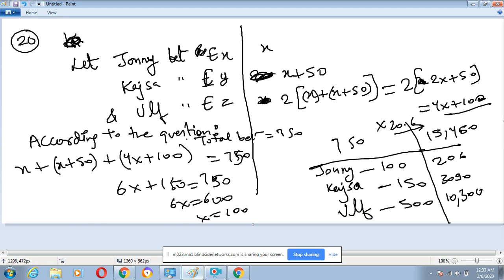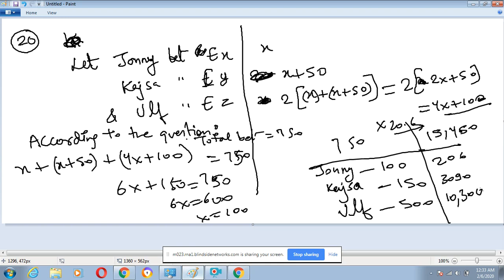And this is a bit confusing. Okay, I will repeat. For 750, this is the division: 100, 150, 500. Have you understood till here? Have you got the value of x, 100? Have you understood till here? Yes. Okay, you got the value of x.